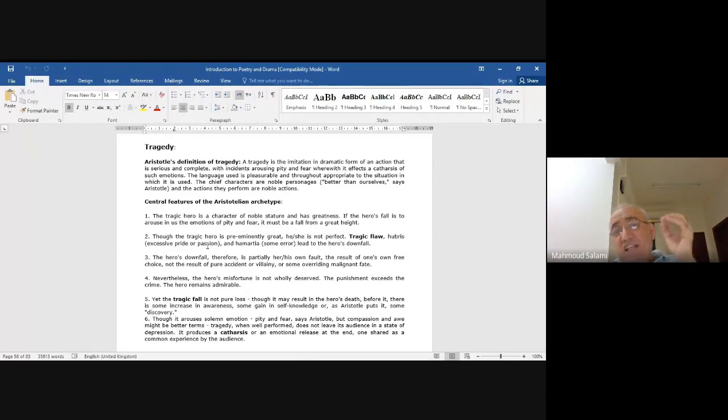He said wherewith it effects a catharsis, meaning the result of which there is a feeling of pity, catharsis. Such emotions means really the pity you feel, the sympathy you feel. The language used is pleasurable and appropriate to the situation in which it is used. The chief characters are noble personages.